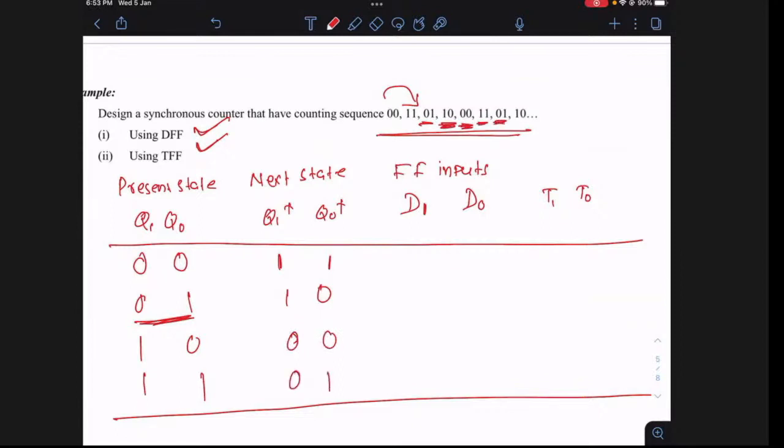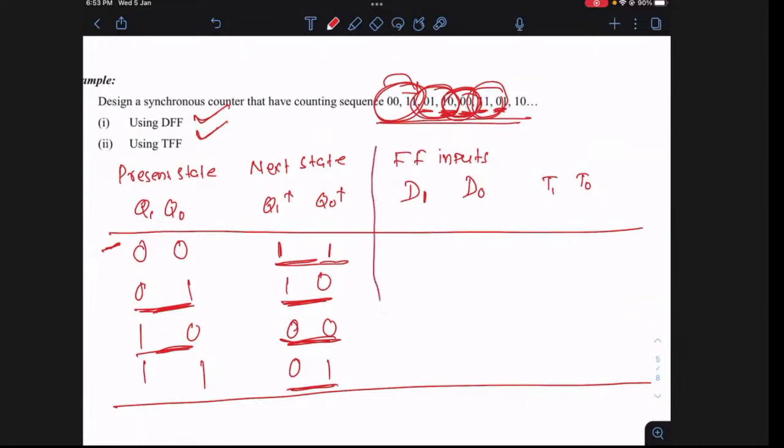So by observing this counting pattern, from 00 I want to go to 11, so I'm writing here 11. Then from 01, I want to go to 10, so here I'm writing 10. From 10, I want to go to 00, so you can see here I'm writing 00. And from 11, I want to go to 01, so for 11, I have written here 01.